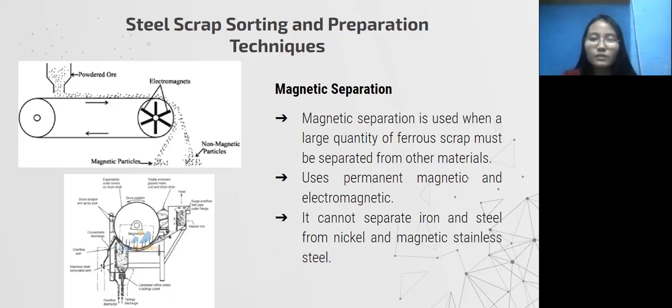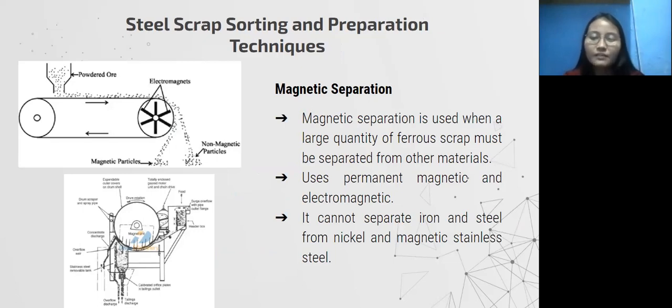The next equipment is the magnetic separator. A magnetic separator is used when a large quantity of ferrous scrap must be separated from other materials. Magnetic separators use permanent magnets and electromagnets.